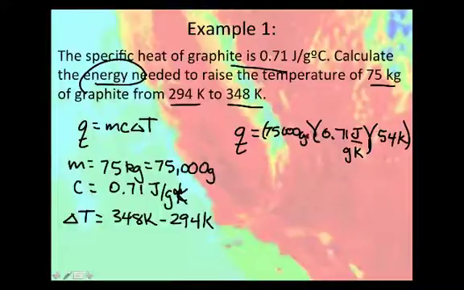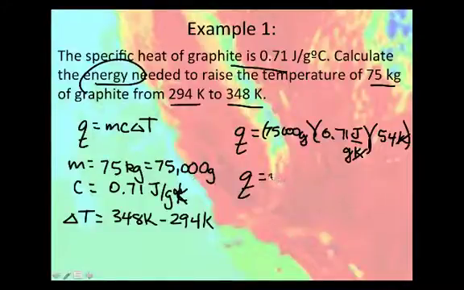Alright, let's just check units. Grams is going to cancel grams down here, and kelvins cancels kelvins. So for heat, we're left with units of joules, and that makes sense for what we know about how to measure heat. So now I'm going to go ahead and calculate out the rest.